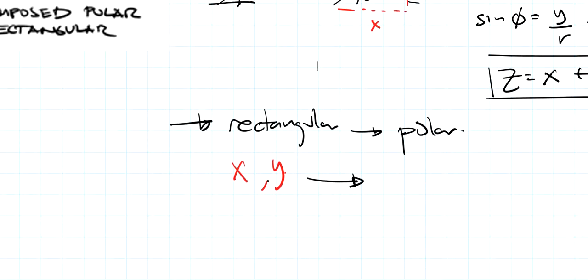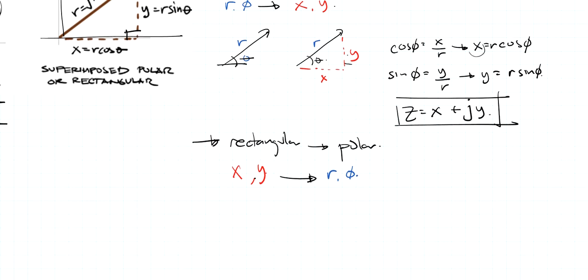Okay, and then we are going to find the r and the theta. So how do we find that? Then let's draw again our right triangle. So here's our x, and here's our y. So x, and this is y, and this will be our phasor.